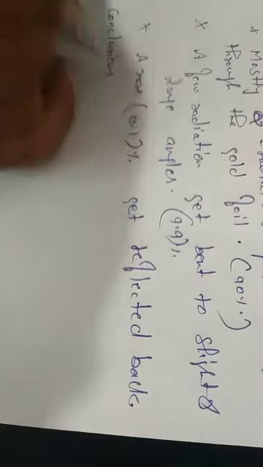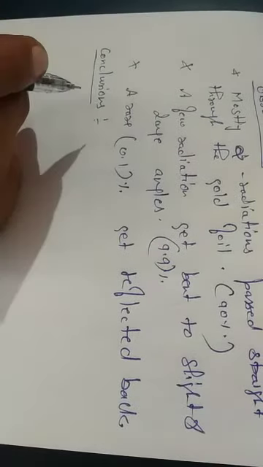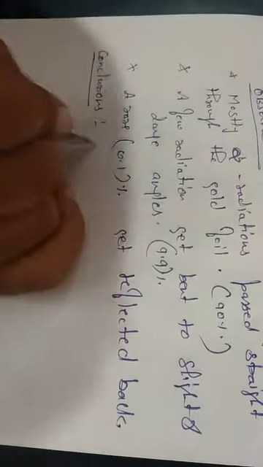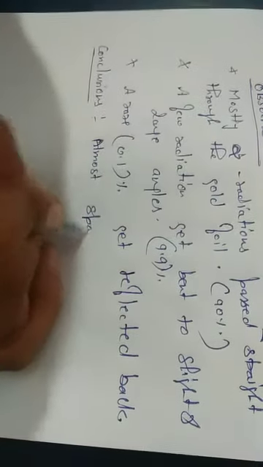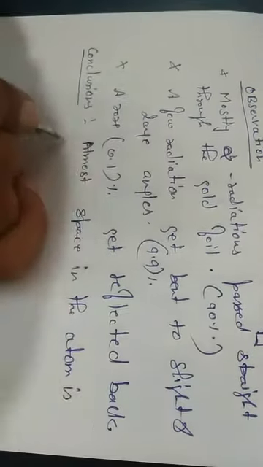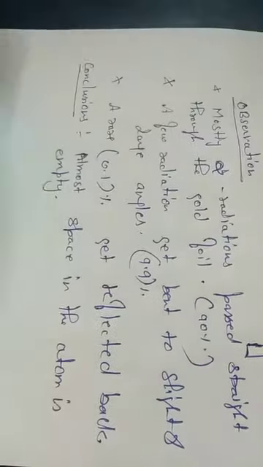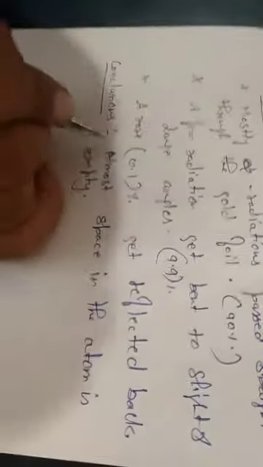And on those observations, he gives conclusions. So what are the conclusions regarding the Rutherford atomic model? He said that mostly alpha radiation passed straight through, almost 90% radiation passed through the gold foil. That's why almost all space in the atom is empty, because almost all radiation passed.